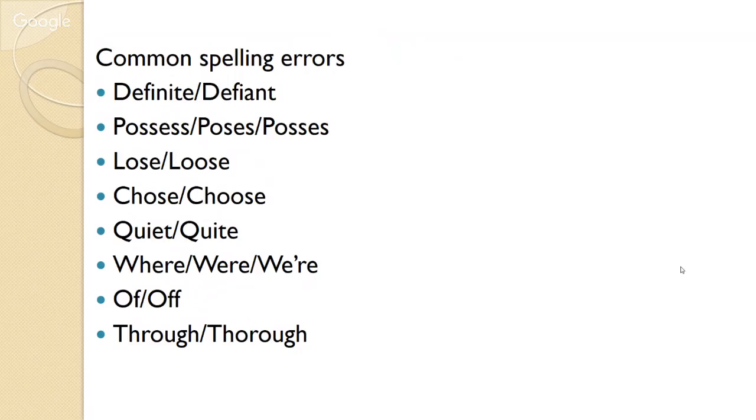T-H-R-O-U-G-H. How does that spell through? It makes no sense. Yeah, it doesn't. You just have to get used to it. Know what your weaknesses are as a speller and watch out for those words when you use them.